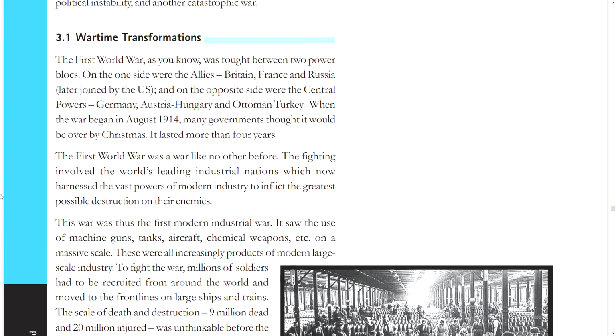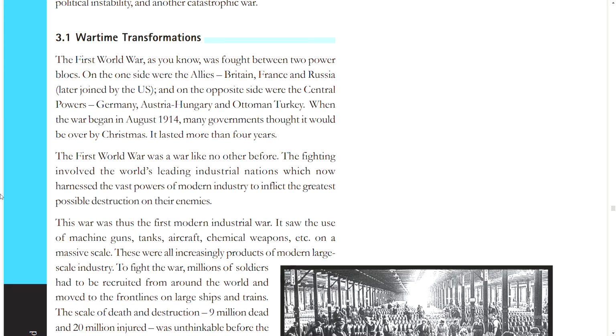Wartime transformations. The First World War, as you know, was fought between two power blocs. On the one side were the Allies, Britain, France, and Russia, later joined by the US, and on the opposite side were the Central Powers, Germany, Austria-Hungary, and Ottoman Turkey. When the war began in August 1914, many governments thought it would be over by Christmas. It lasted more than 4 years.